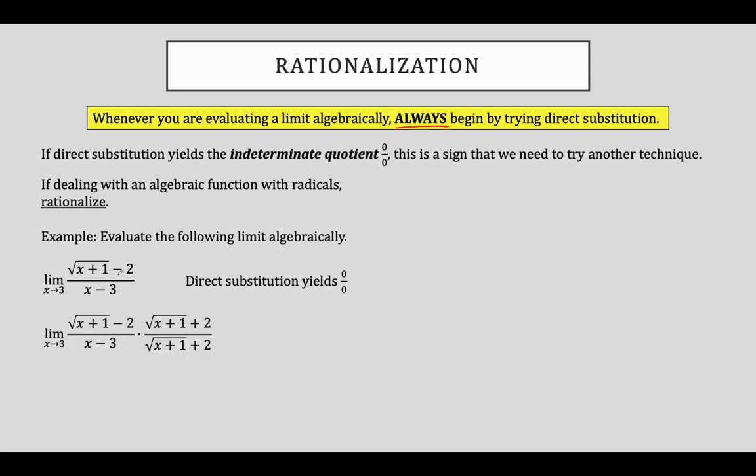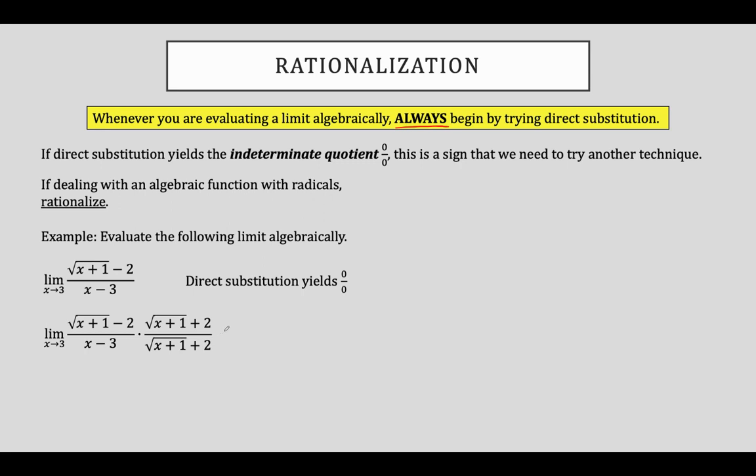So we are going to multiply by the square root of x plus 1 plus 2, divided by the square root of x plus 1 plus 2. We are allowed to perform this manipulation because multiplying by this quantity is the same as multiplying by 1. We are not changing the value of anything.